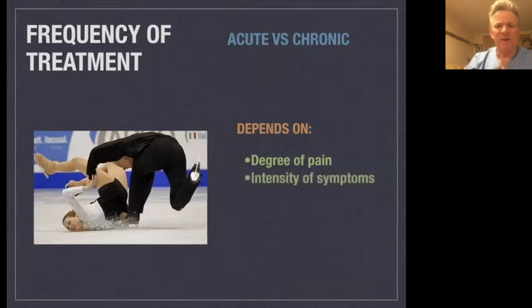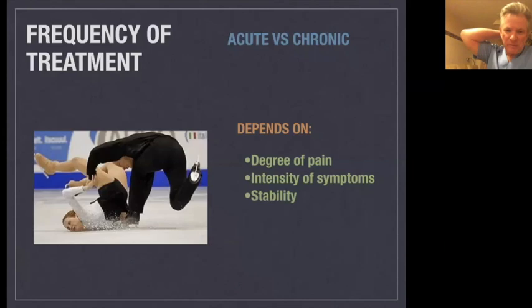So the degree of pain or the intensity of symptoms, it might not be pain. It might be a head cold. It might be a menstrual condition. So it's a lot to do with the intensity of symptoms. Also the stability. So again, with this old lady, I can't tell yet how stable that adjustment was. I can't tell, which is why I've set her up with two dates, as it were.